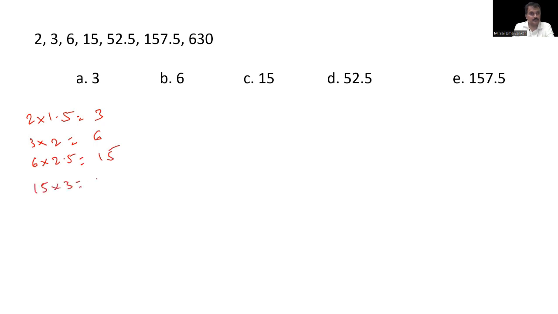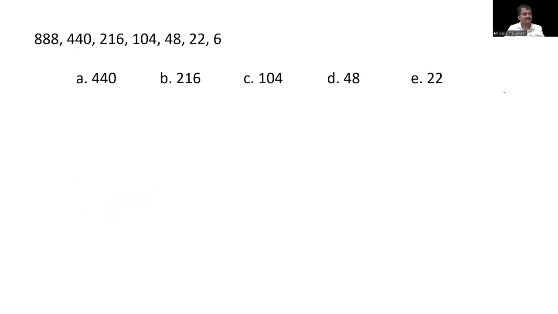15 into 3 is equal to 45. And 45 into 3.5 is equal to 157.5. What happened here? Instead of 52.5, suppose 45 is there, then that is the perfect sequence. Okay. So what is the wrong number in the sequence? That is equal to 52.5. It's a little bit more difficult question compared to the previous one, but you need to learn. That's it.